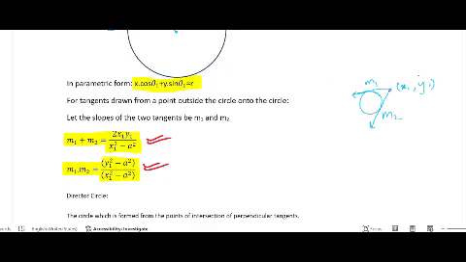If this point, x1 comma y1, is given, you can find these m1 and m2 easily. Then you can use the m1 plus m2 whole square formula and find your m1 and m2 from there.